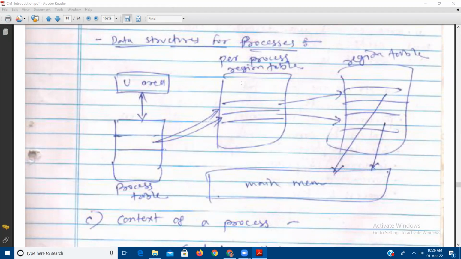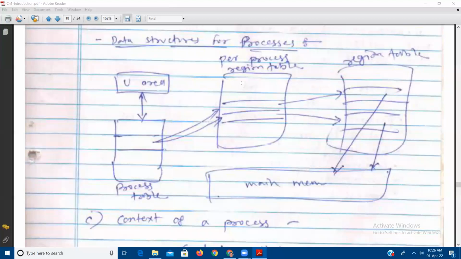So that's why this per process region table is the local table. It is the private table. So each process is having its own per process region table. So whenever process will get created, this table will be allocated to that process, and whenever process is going for termination, so this table will get deallocated. This is the kernel's data structure. So it's the structure, it is the space allocated from the main memory.